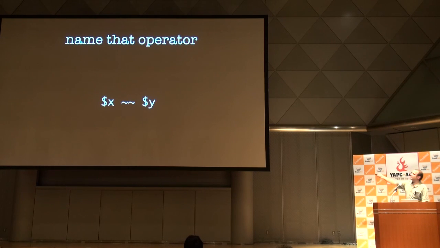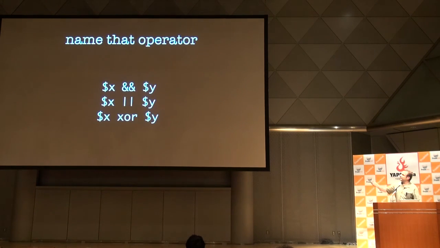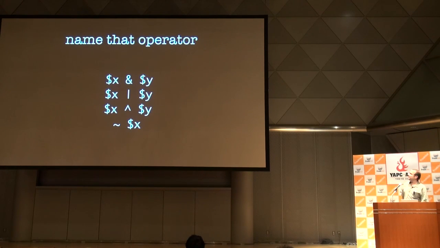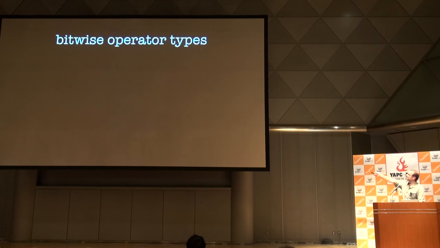Strings. How about this? Oh, no, wait, stop. Sorry. I don't know why that slide is there. This. Boolean. How about these? Yeah, someone says bitwise. Right, but what is x as a bitwise? I don't know. This is a problem.